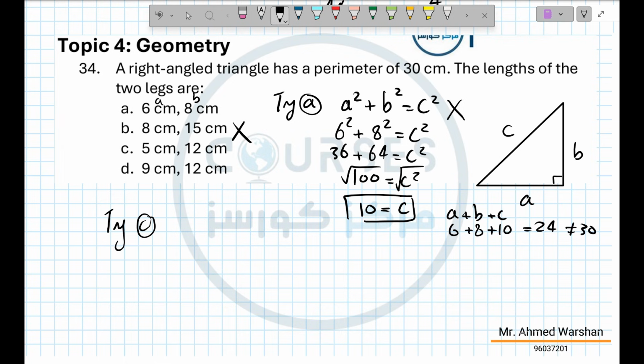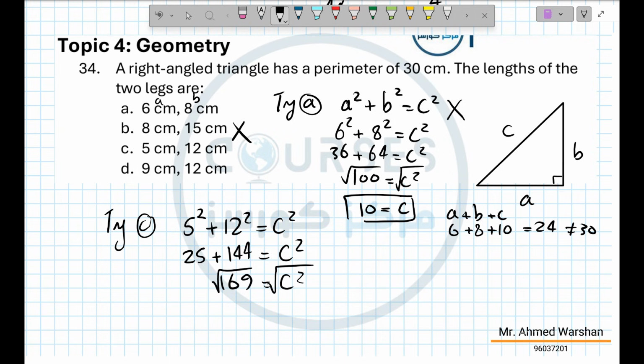So that's gonna be 5 power 2 plus 12 power 2 equals C squared. That's 25 plus 144 equals C squared. 25 plus 144, that's 169 equals C squared. Square root.